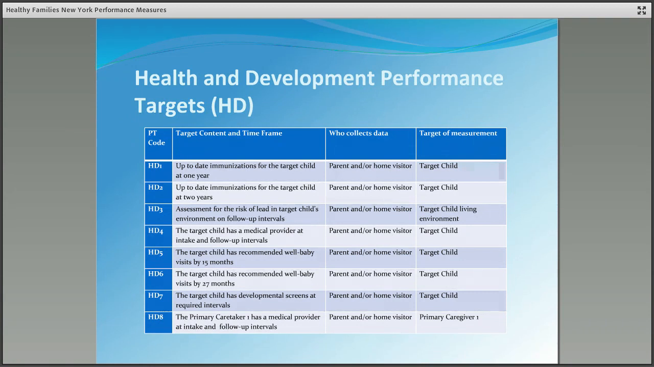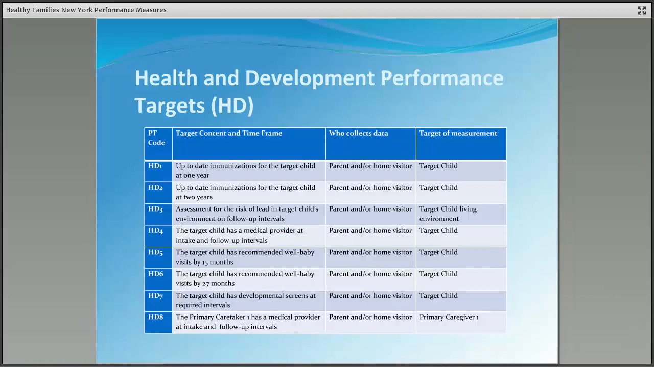Okay, let's take a first look at some of the details of the performance targets. Over the next 3 slides, I will be describing the 3 types of performance targets that were just mentioned by Karine: HD, Health and Development, PCI, Parent-Child Interaction, and Family Life Course, FLC. For each of the outcome areas, I will describe the PT code that you see in the first column, the target content and time frame, who collects the data, and the target of the measurement.